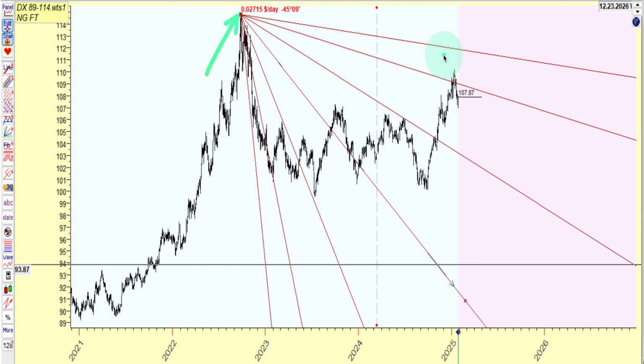From the high of 114, we're hovering around the 1x3. We pierced it and now pulled back. So that's going to be an angle that we need to break through and then at least get to the 1x8.